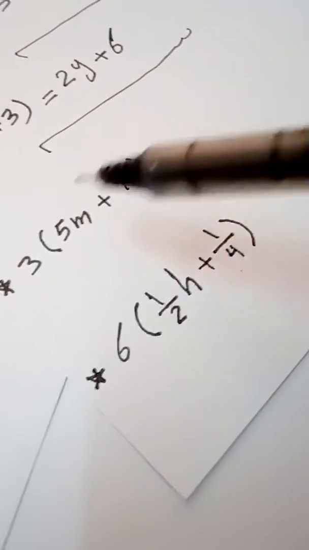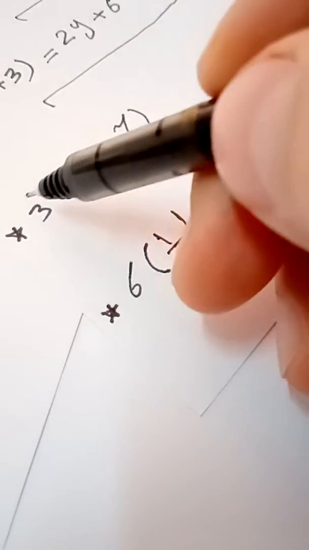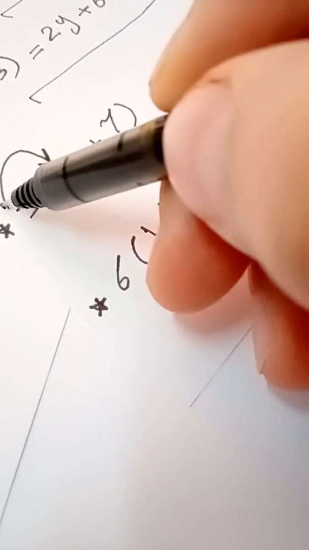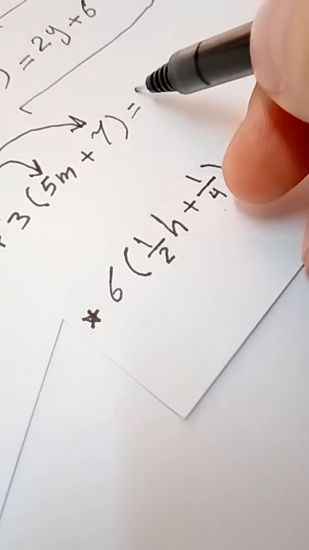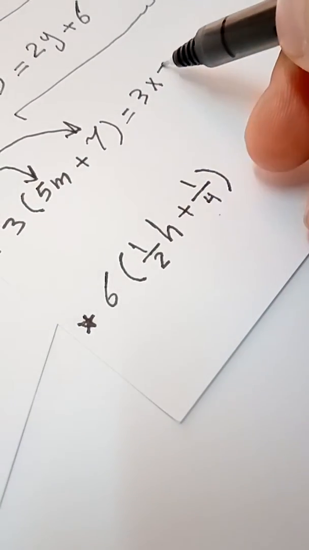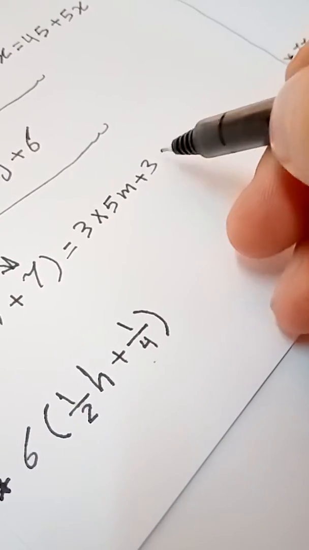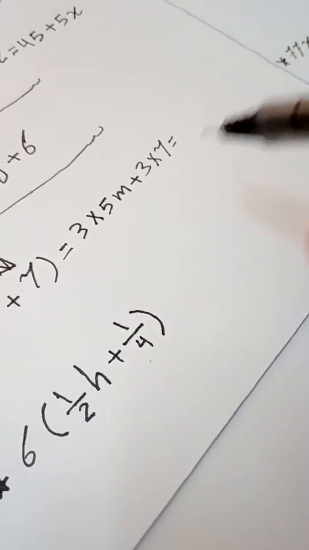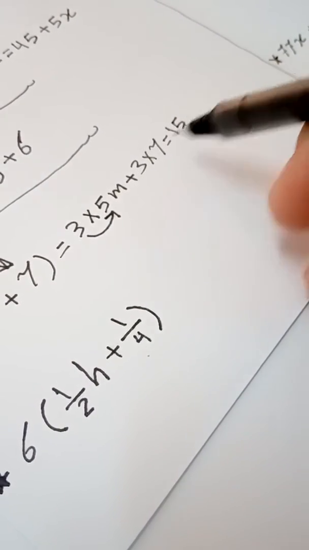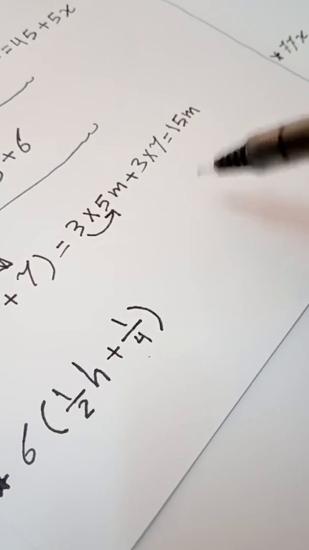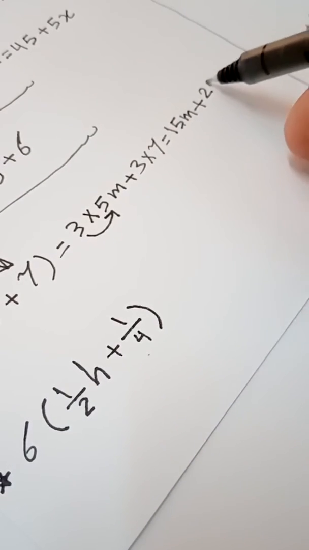This example, I have 3 multiplied by 5m plus 7. So take 3 multiplied by 5m, then take 3 multiplied by 7. Now I can write 3 times 5m plus 3 times 7. Now 3 times 5 will be 15, times m will be 15m, plus 3 times 7 will be 21.